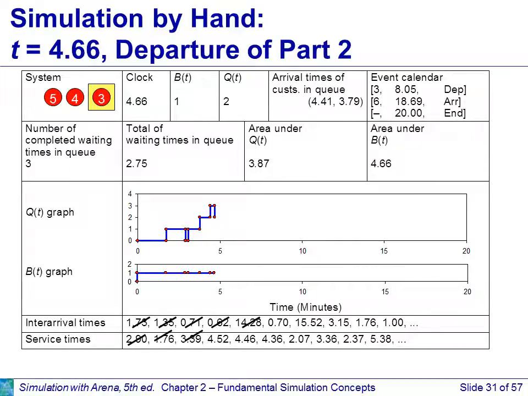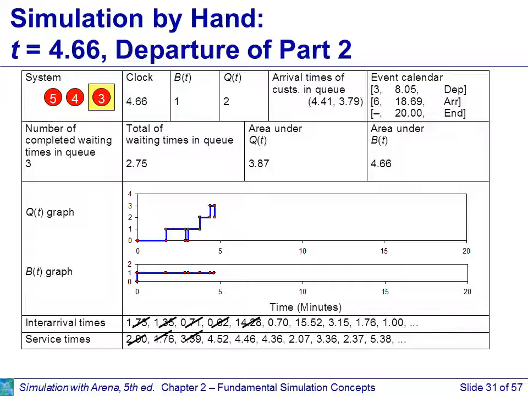So the next thing is the departure of part 2. As soon as part 2 departs, the machine is available, so the next part seizes it. So BT is still going to be 1 because we had a part that seized it as soon as the other part departed. But the QT now decreases to 2 because part 3 is being processed. Now we only have 2 parts in the queue. And that's exactly what you see on the graph, this drop in the graph to 2.